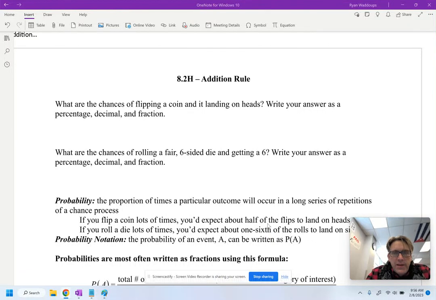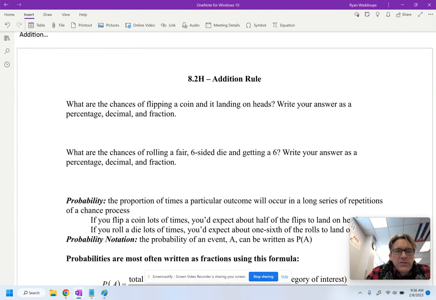Hi, welcome. We are going to talk today about addition rules of probability. Let's ask some questions here. What are the chances of flipping a coin and it landing on heads? Write your answer as a percentage, decimal, and fraction.